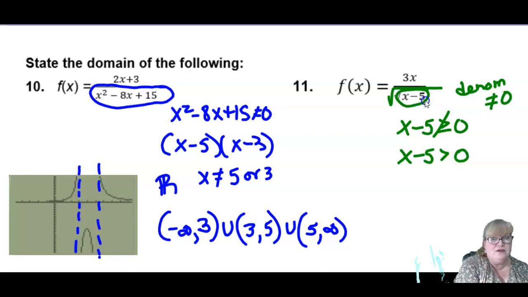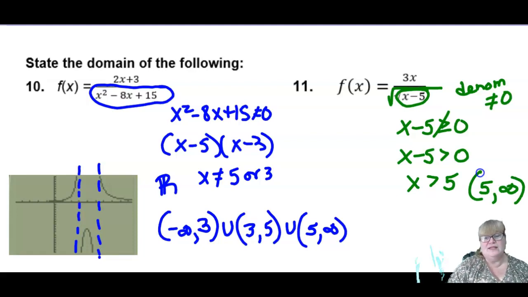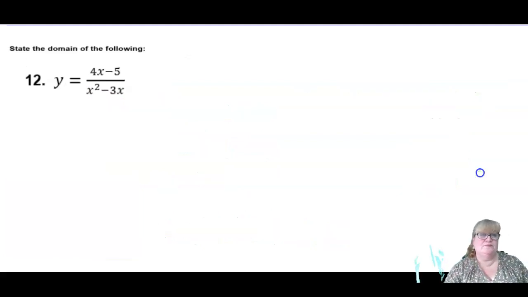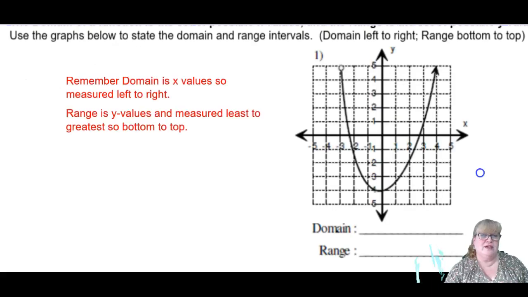Only positive numbers bigger than, if we add 5 over there, 5 will work here. If we put in 5, we get 0, and you can't divide by 0. But if we put in 5.1, we get 0.1, and you can square root 0.1, and you can divide by 0.1, so anything bigger than 5 works. So we have 5 to infinity. That's about as tricky as they get. All right, this one you just factor the denominator. I'm going to leave that, and I'll do it in a second.